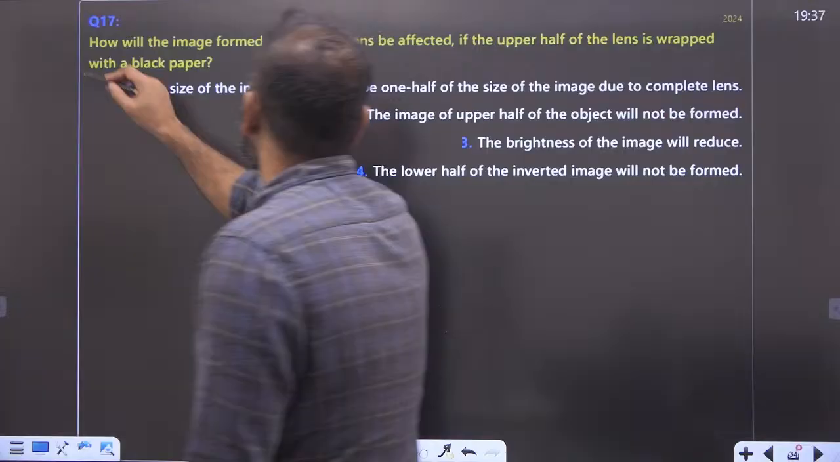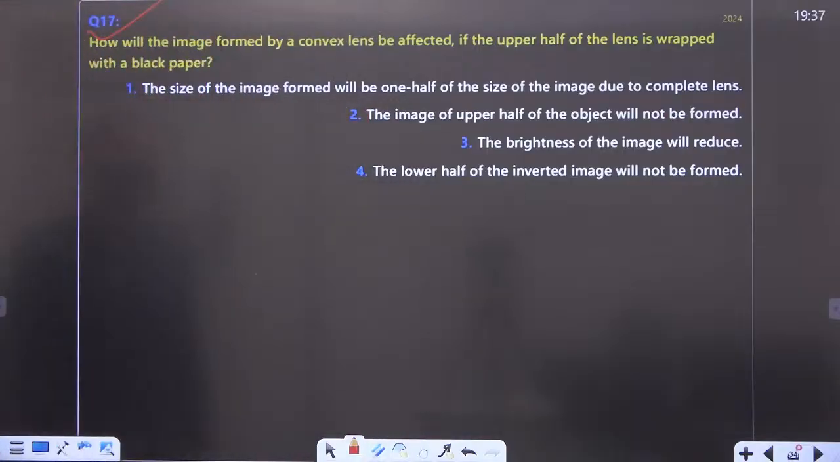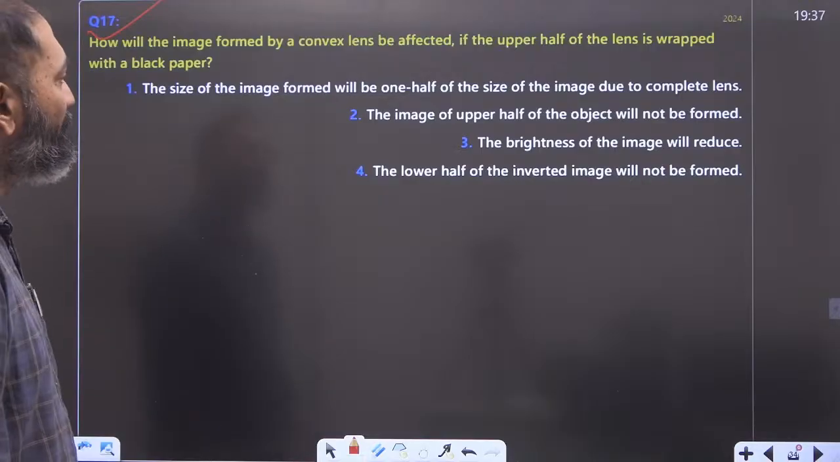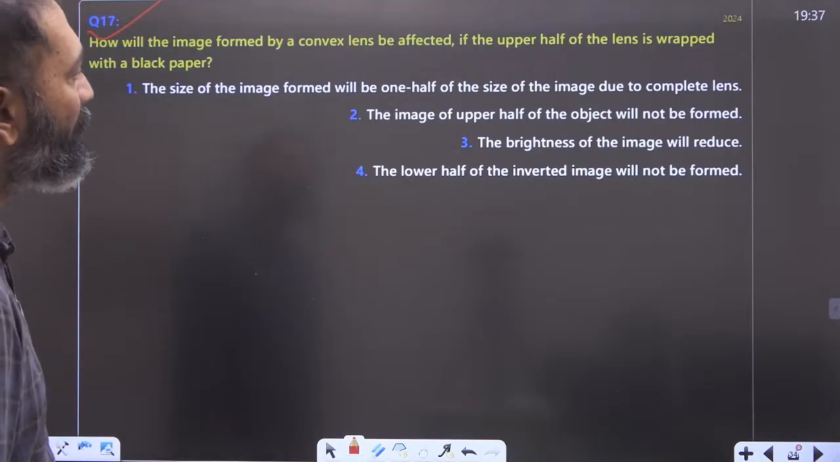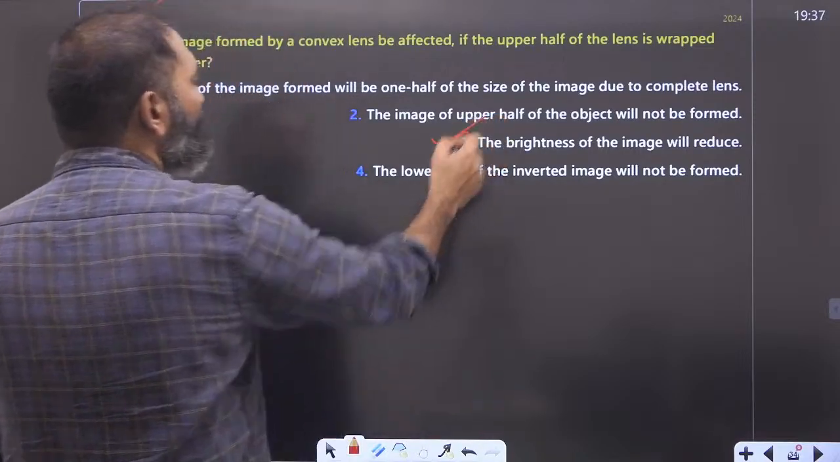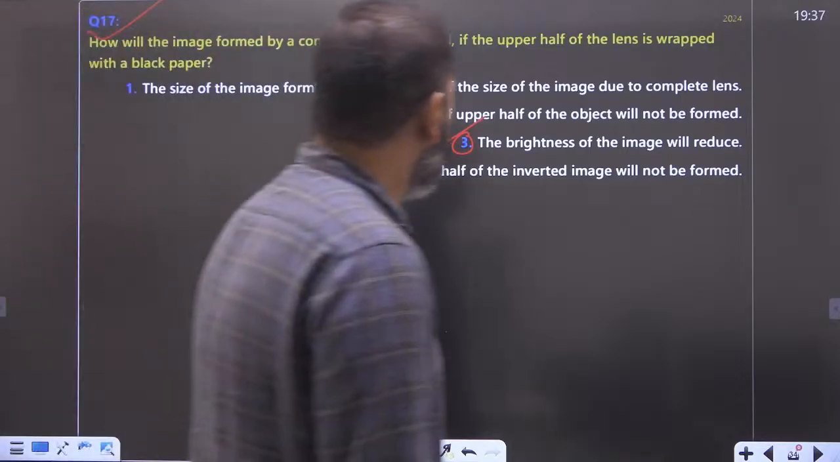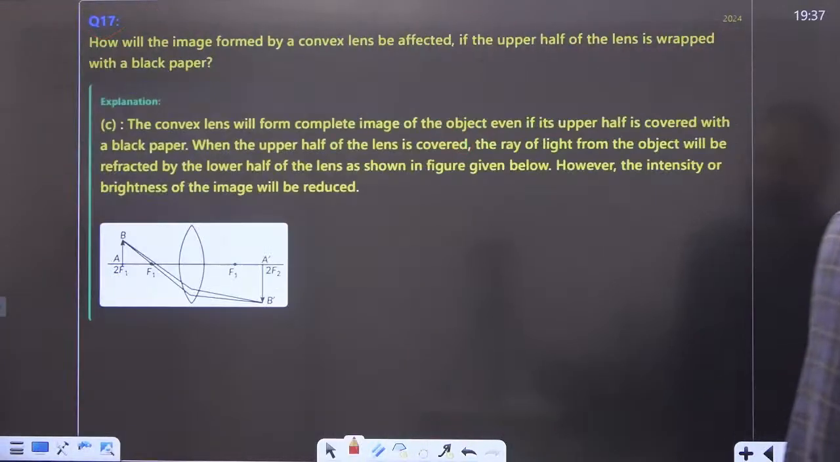Next, how will the image formed by a convex lens be affected if the upper half of the lens is wrapped with a black paper? The size of the image formed will be 1/2 of the size of the image due to complete lens. Image of upper half of the lens will not be formed. Brightness of the image will be reduced. The correct answer is that when you cover a convex lens, the brightness will reduce. Image will be formed, brightness will be reduced.